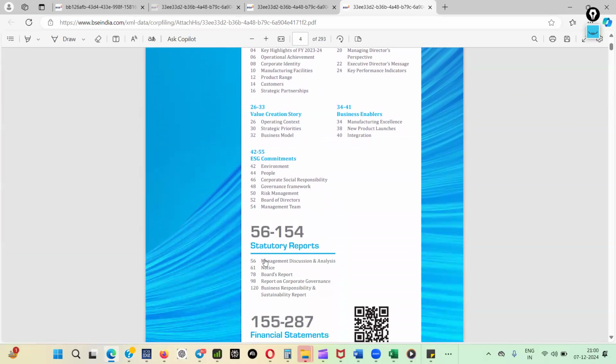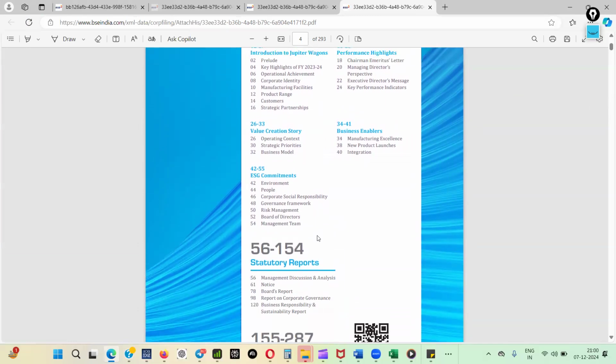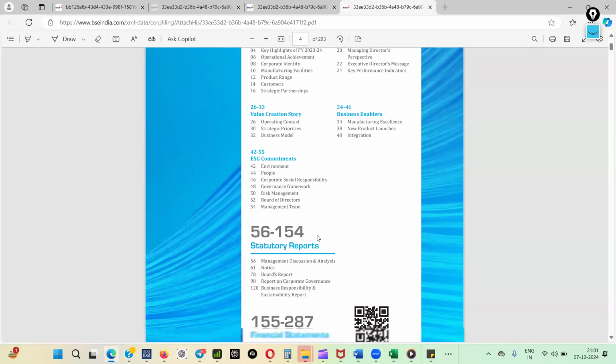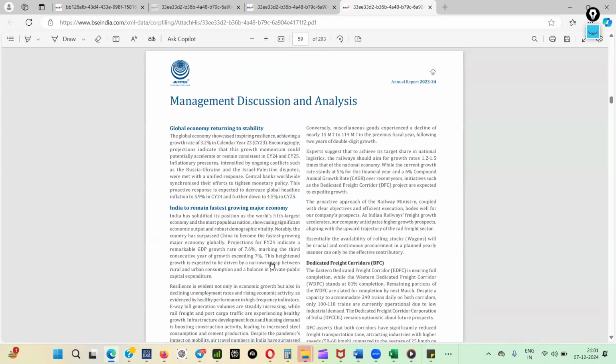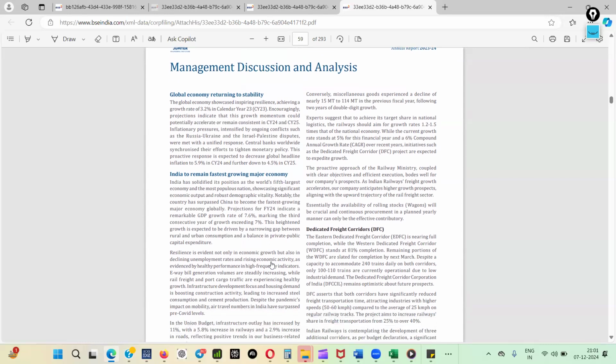If you search for the chairman's message, here it is: managing director's perspective, chairman's letter. In this way they have described your statutory reports, management discussion and analysis, board's report. So look at the management discussion and analysis. What is the section? What are they saying? They're talking about the global economy, India to remain the fastest growing major economy, dedicated freight corridors, what is going to happen in future.